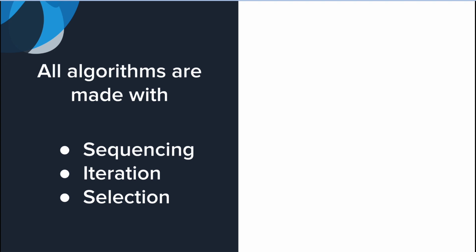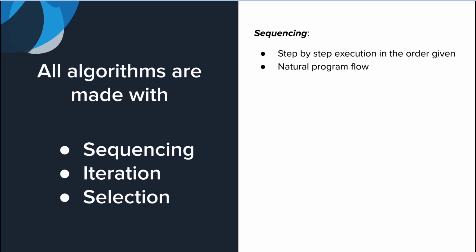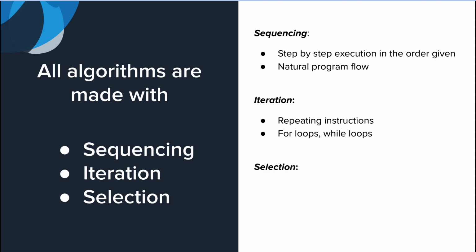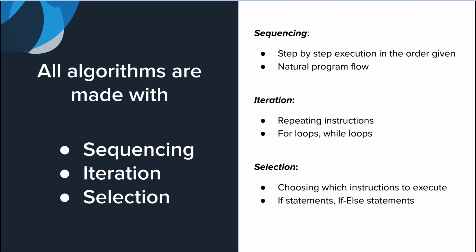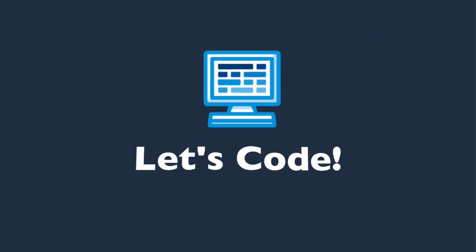In summary, all algorithms are made with a mixture of sequencing, iteration, and selection. Sequencing is the step-by-step execution that follows a natural program flow. Iteration is when commands are repeated using for loops or while loops. And then selection is when a choice is made by the program that is dependent on conditions within an if or if-else statement. All right, let's take a look at some algorithms in this lesson.